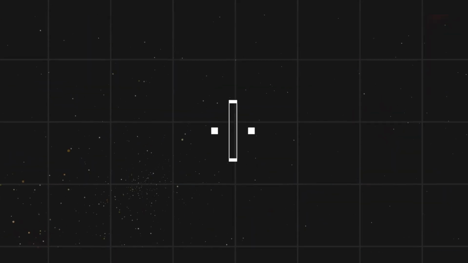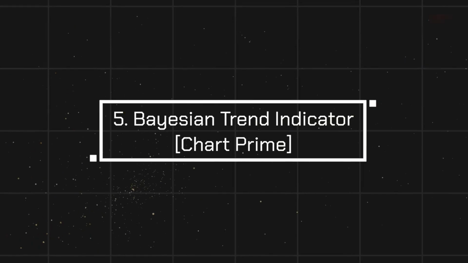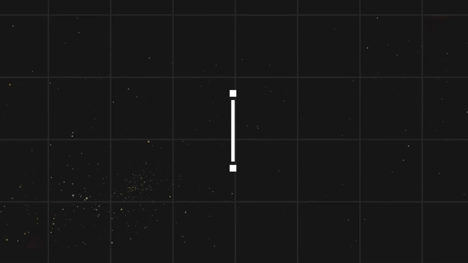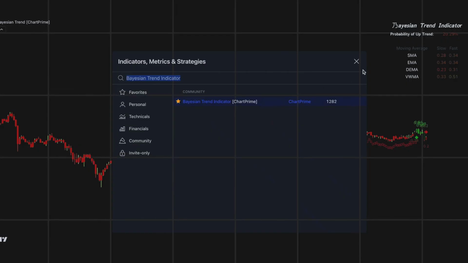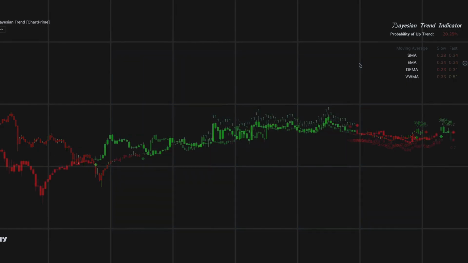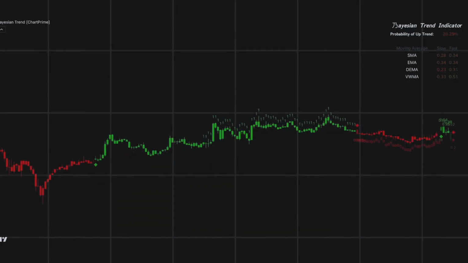This new indicator is called Bayesian Trend Indicator Chart Prime. In probability theory and statistics, Bayes' theorem, named after Thomas Bayes, describes the probability of an event based on prior knowledge of conditions that might be related to the event.